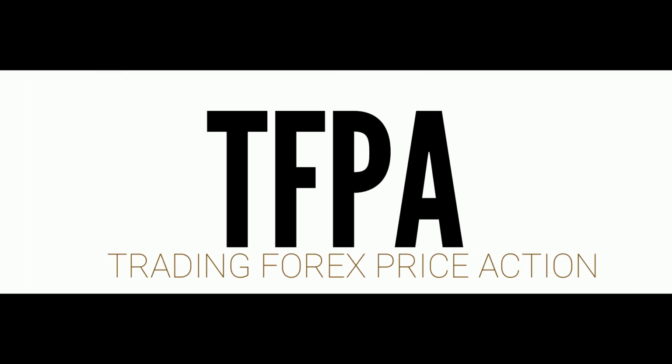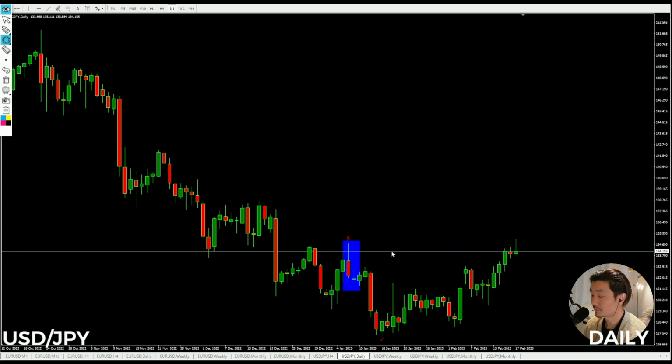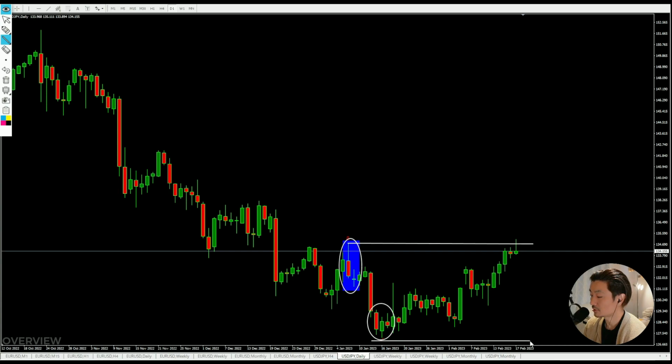Alright, so let's start off with the dollar yen. Okay, this is a daily chart. Let me run you by the setup I was looking at. So the last daily short trade that formed was right here. And the last daily long trade that formed was right here. And so the daily risk parameters were between this pivot high and this pivot low right here.